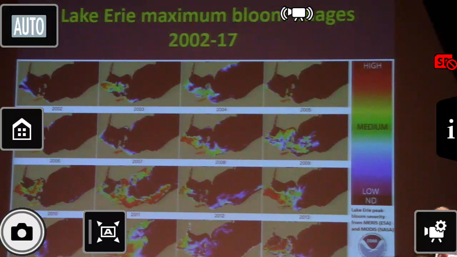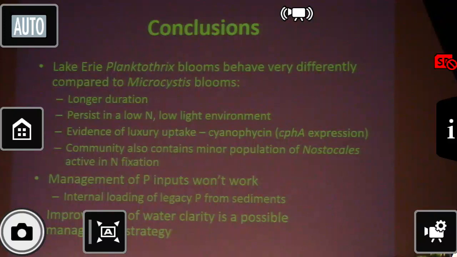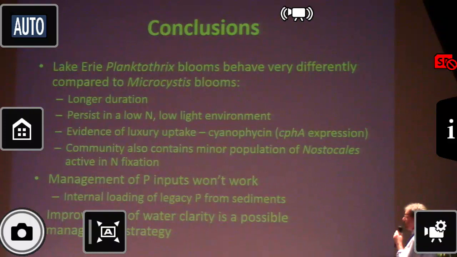We know a little bit more about how the bloom behaves. We think these guys can persist in a nitrogen-limited environment a lot better than other cyanobacteria, and that's a reason for its persistence. Now, how does that land in any sort of management decision? Basically, I don't know. People talk about managing phosphorus to control a Microcystis bloom. It clearly will not work for Planktothrix.